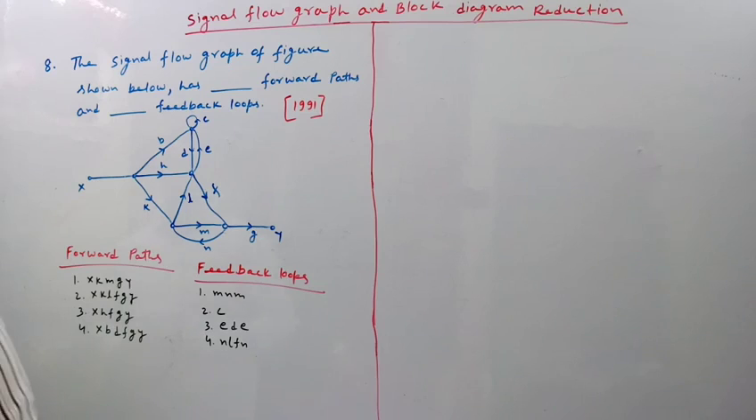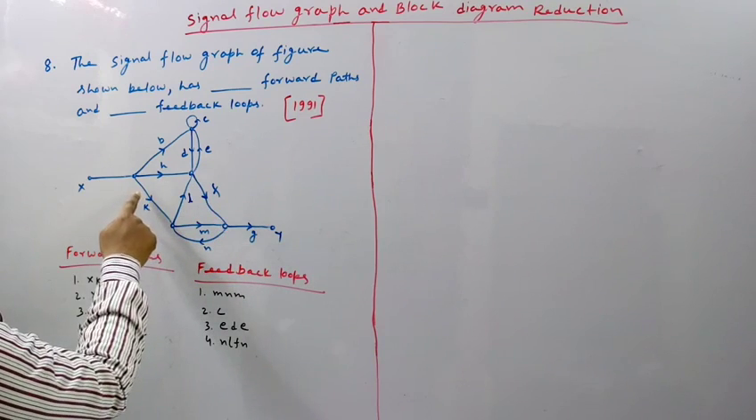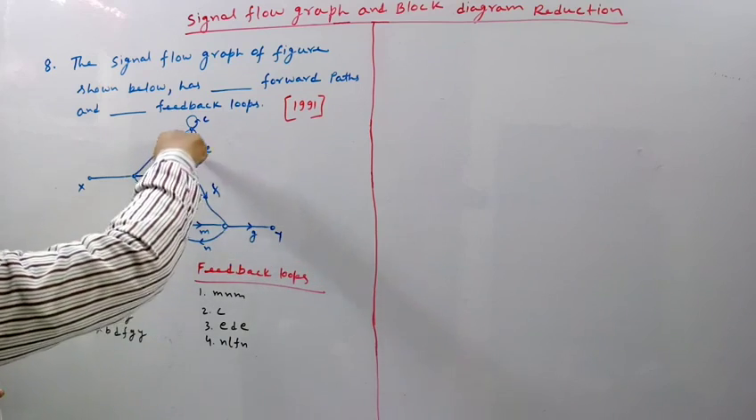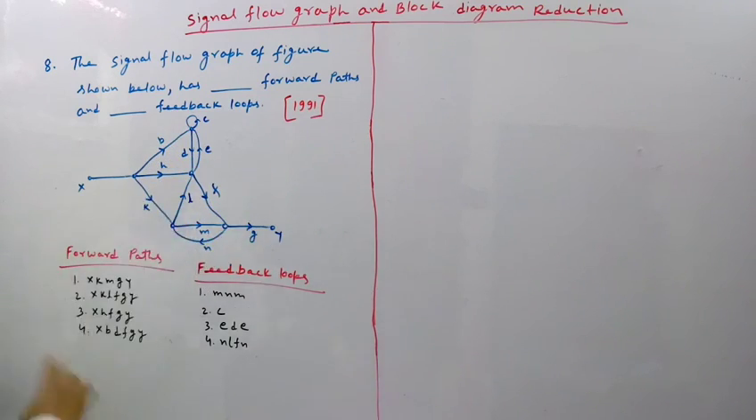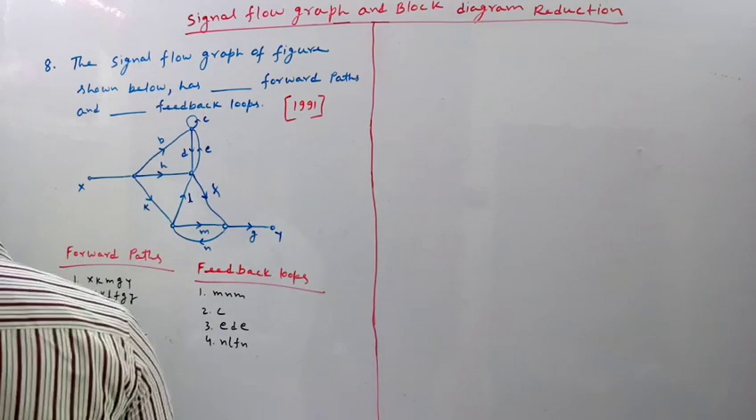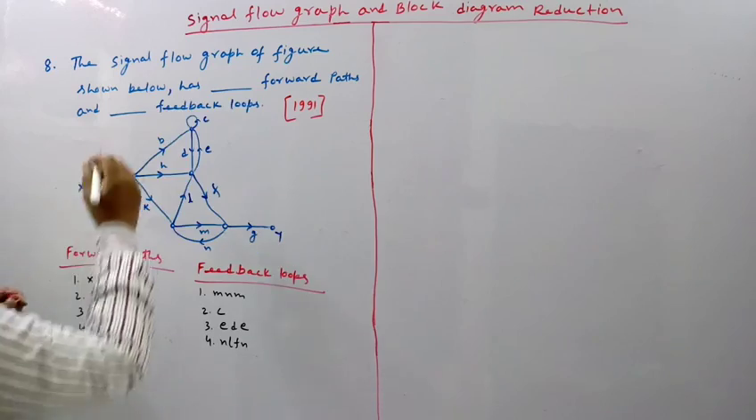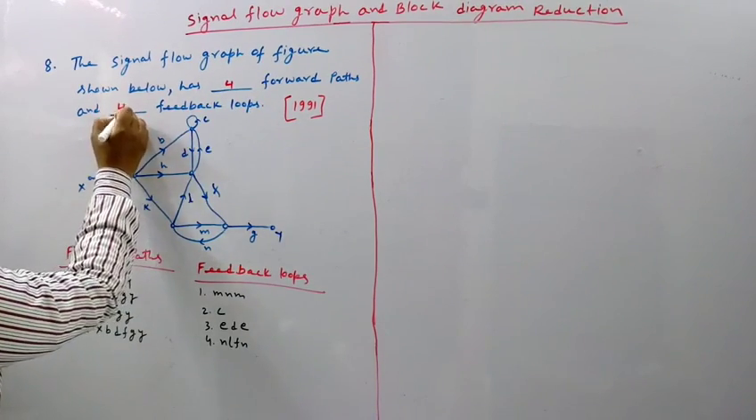Let me see, is there any more feedback loop or not? From here we cannot go here, and from here also we cannot go here. So there are 4 loops only. So there are 4 forward paths and 4 feedback loops only. Both loops and forward paths are equal. So there are 4 forward paths and 4 feedback loops.